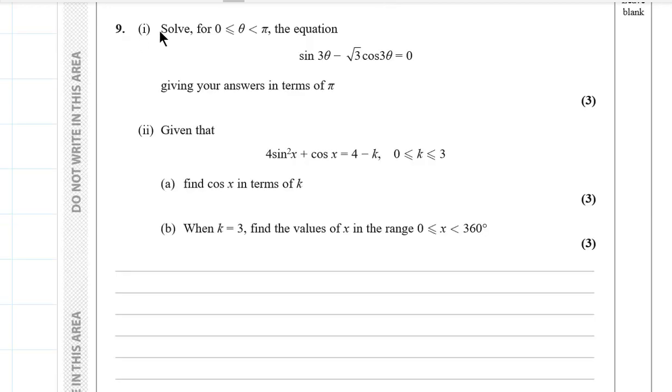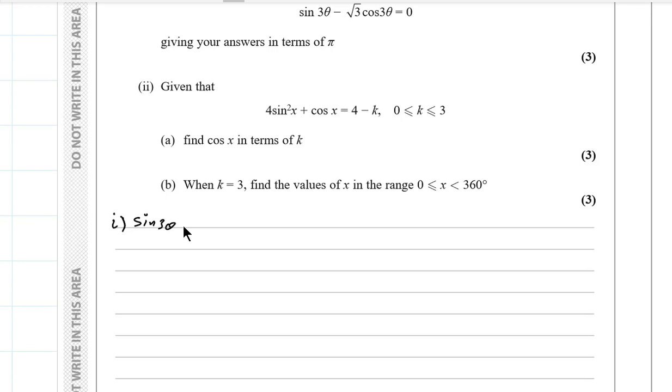Okay, question 9i: solve for theta, with theta more than or equal to 0 and less than pi, this equation, giving your answer in terms of pi. We can write sine 3 theta equals square root of 3 cosine 3 theta, and then tan 3 theta equals root 3. But here we have a very important part, which is that theta is between 0 and pi. We are not talking about theta, we are talking about 3 theta, so I should multiply all sides by 3. It will be 0 here, but here we have 3 pi, which means 1 revolution and a half revolution.